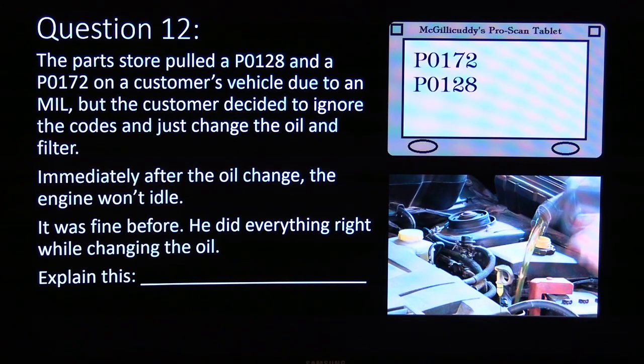Question 12. The parts store pulled a P0128 and a P0172 on a customer's vehicle due to an MIL, but the customer decided to ignore the codes and just change the oil and filter. Immediately after the oil change, the engine won't idle. It was fine before, and he did everything right while changing the oil. In other words, he didn't leave anything unplugged or anything like that. All he did was change the oil, and he did it exactly the right way. He even used the right kind of oil. Explain this.